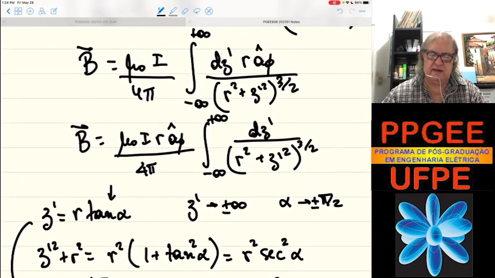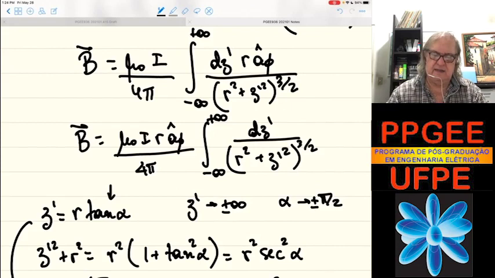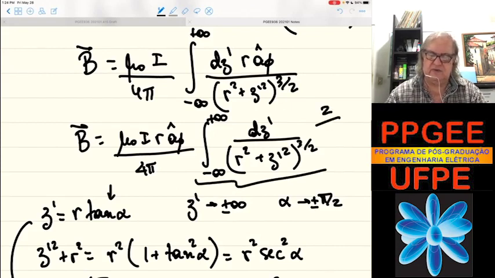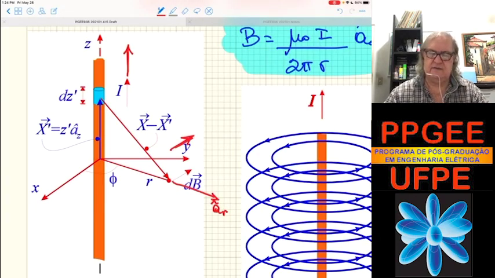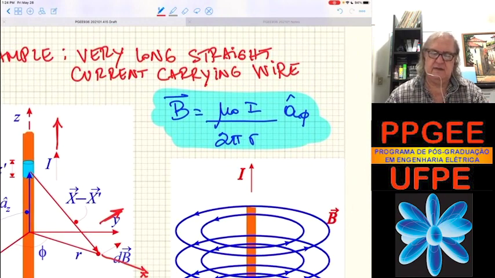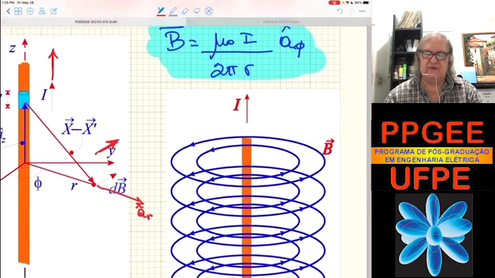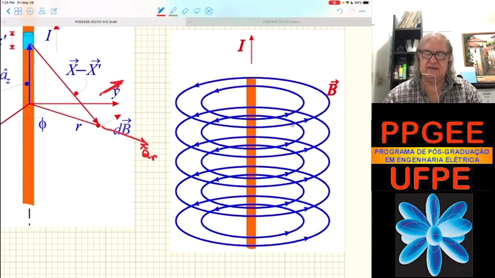If you look back here, this thing is 2 over r squared. So I have the field, which is this result here. This result is the field due to a straight wire; it goes with the inverse of the distance. If you look at the field lines, it would be something like this, right? I mean, in the azimuthal direction.